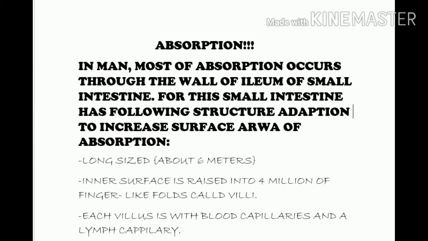Adaptations to increase the surface area of absorption: long size, about 6 meters. The inner surface is raised into millions of finger-like folds called villi. Each cell of a villus has electron-microscopic processes called microvilli. Each villus has blood capillaries and lymph capillaries.